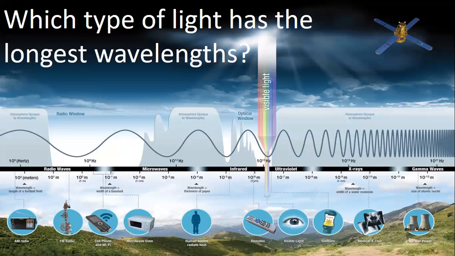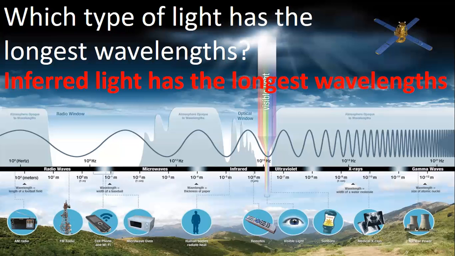Back already, huh? Well, so which type of light has the longest wavelengths? This might be a little trickier than you thought because we don't always think of it as light. The answer is infrared light has the longest wavelengths. If you said red, you're not entirely wrong, but red doesn't have as long a wavelength as infrared, and infrared is considered light.